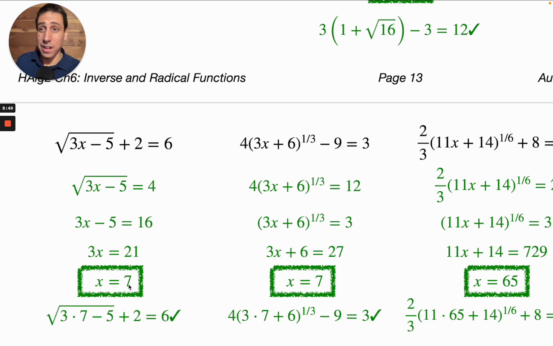Now, we think that's an answer. Because we squared both sides of an equation here to get rid of a radical, we have to check to make sure that it's actually an answer. So we put 7 back here in the original, and boom, boom, boom, boom, boom. There it is. Good. Great.